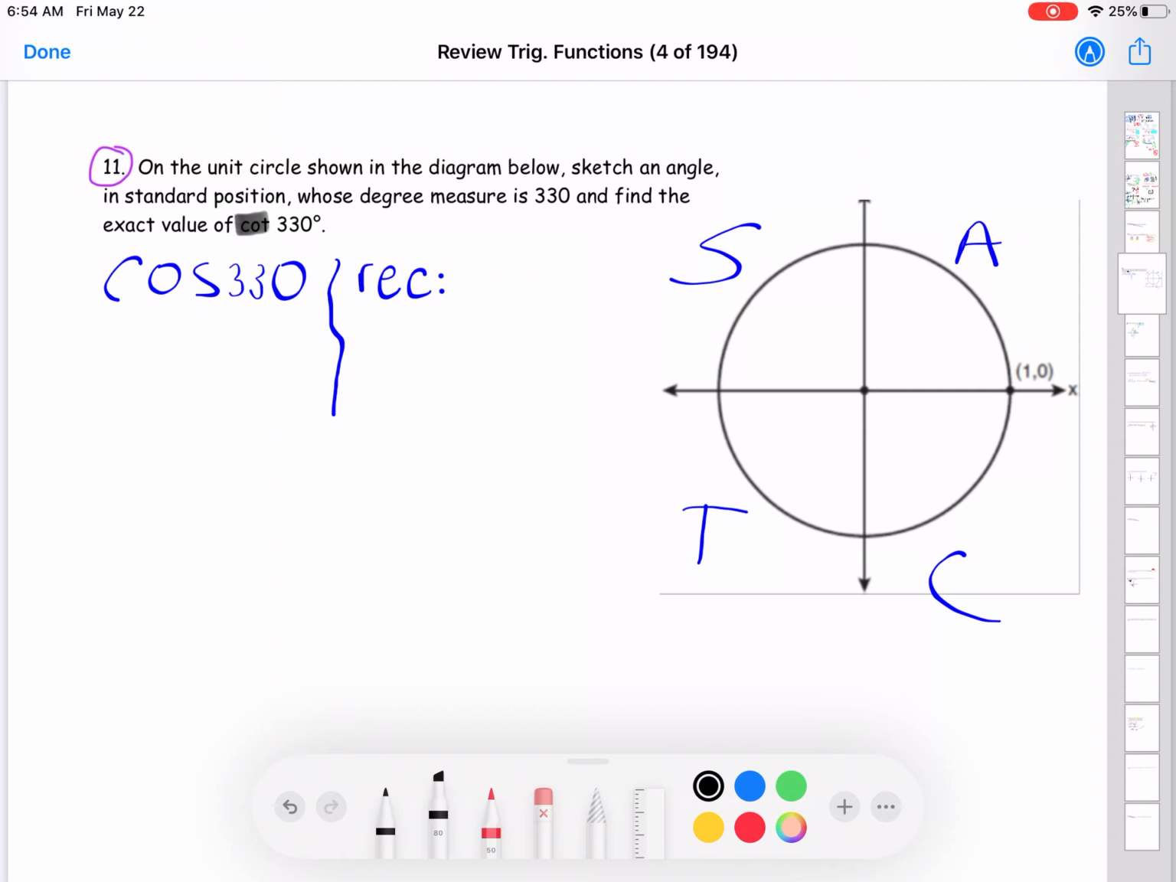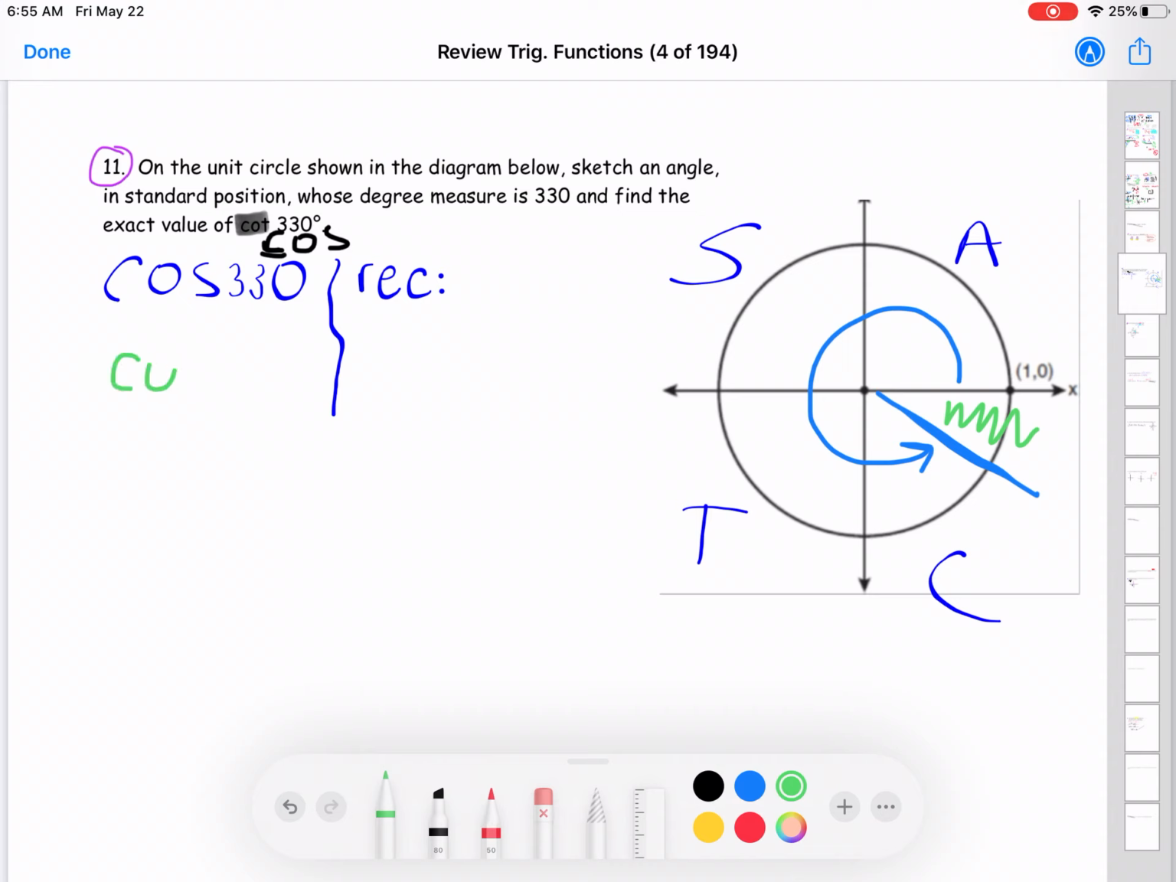Yeah, I think that was supposed to say cosine. Okay, change that to cos. Okay, so where would cosine of 330 be? So 330 is going to land here, right? My reference angle is going to be 360 minus 330. So my reference angle will be 30.